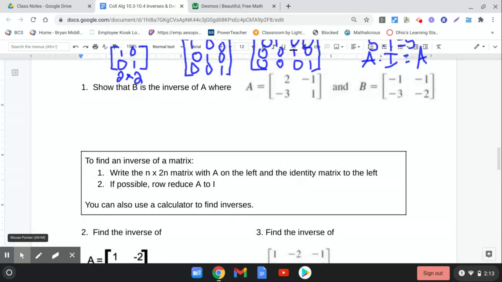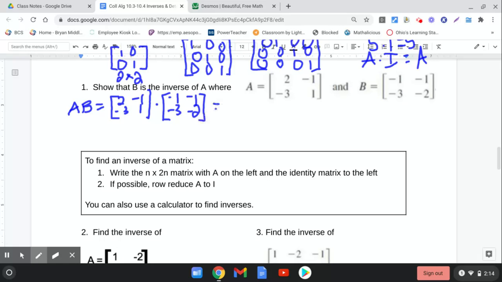We want to show that A and B are inverses. To do that, we have to multiply in both directions. So first we have to do A times B, and then we're also going to do B times A. So here's matrix A. It's 2 by 2. Matrix B is also 2 by 2, so we can multiply these, and our answer is going to be a 2 by 2 matrix.